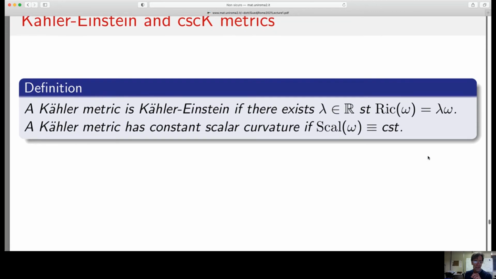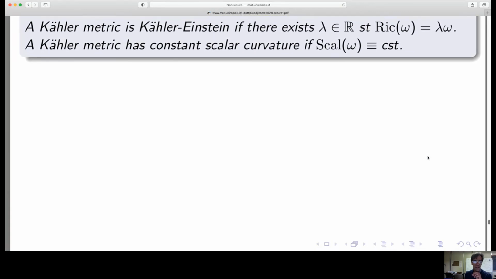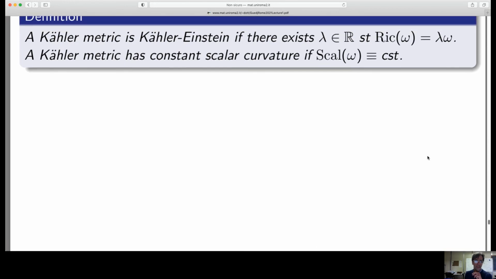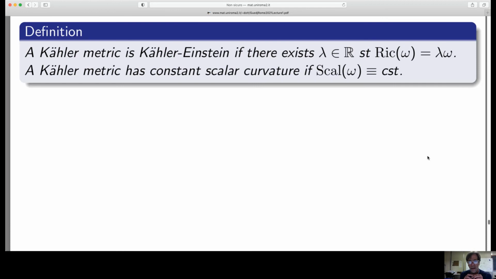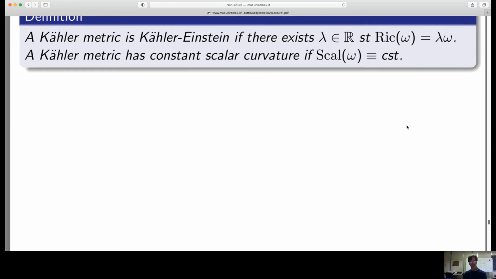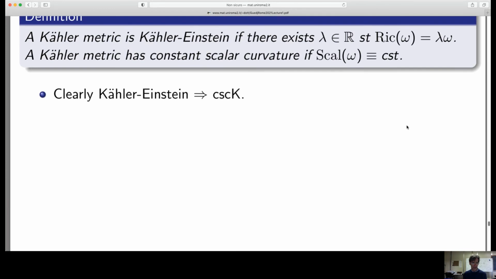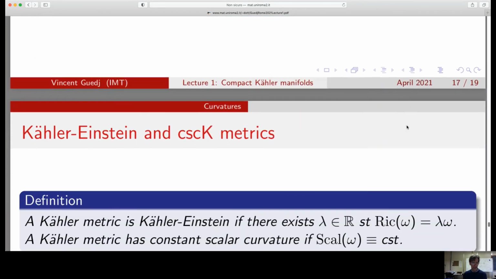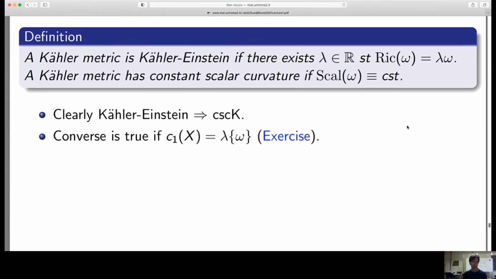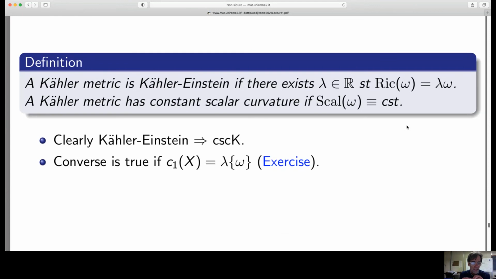Kahler-Einstein metric and constant scalar curvature metric. So we say that a metric is Kahler-Einstein if the Ricci is lambda times omega. Where we expect that when we require that this lambda is a constant, in this case the scalar curvature is also constant. But this means that Kahler-Einstein implies constant scalar curvature, but vice versa might not be true, because if you have a Kahler-Einstein metric, this implies a cohomological condition, which is saying that the cohomology of the Ricci must be the cohomology of lambda omega.